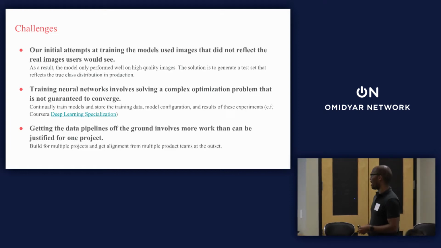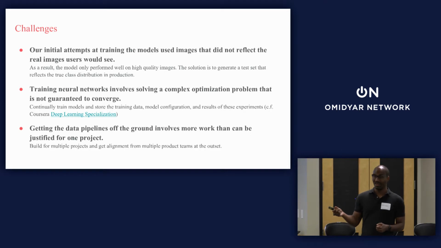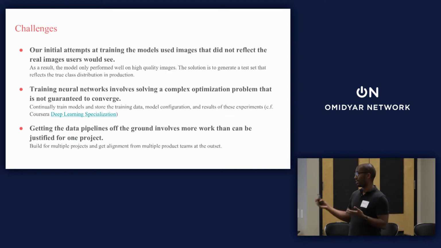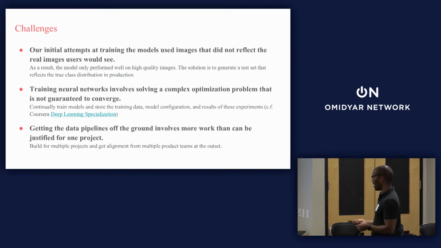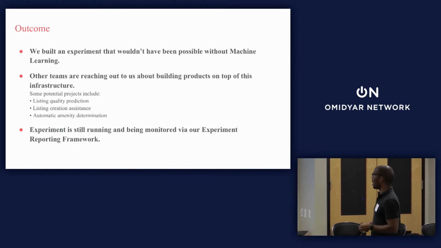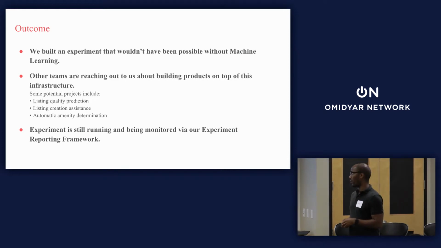Then the last one, getting the data pipelines off the ground. So for this particular project, I outlined the way that we set everything up, and for this problem, it probably doesn't justify the amount of effort that it took. However, now that we have all these data pipelines in place, we can build other image classification models on top of this, and that is what made us decide to actually go through with this project. So then a little bit on the outcome.